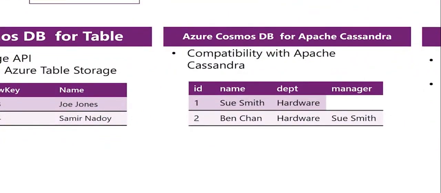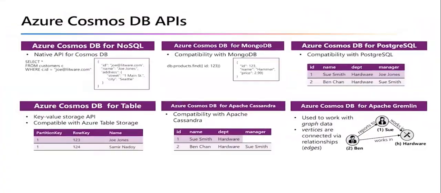Then we have Azure Cosmos DB for Apache Cassandra. The Cassandra API is compatible with Apache Cassandra, which is a popular open source database that uses a column family storage structure. Column families are tables similar to those in a relational database, with the exception that it's not mandatory for every row to have the same columns.